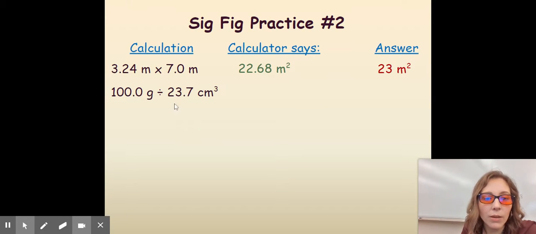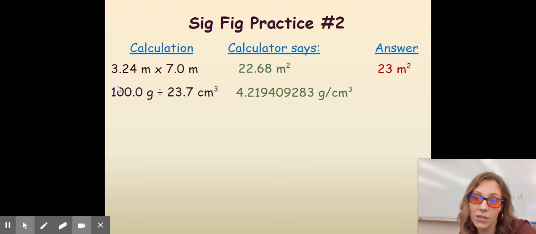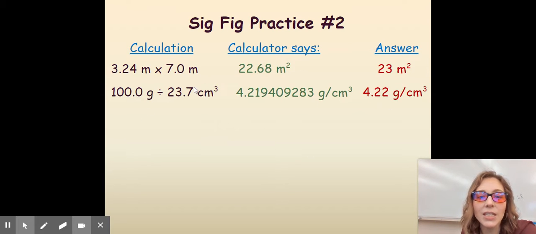The next one, okay, we have 100, and we're going to divide by 23.7. Okay, let's count sig figs. The 100 number has 4 sig figs. The 23.7 number has 3, which is lower, which means our answer can only have and must have 3 sig figs. So if our calculator says this craziness, then we are going to round to 3 sig figs, which means we're looking at the 1 and what's after the 1, which is a 9. So that 9 is going to round the 1 up, and we're going to get 4.22. We have our 3 sig figs, and g/cm cubed is our unit.